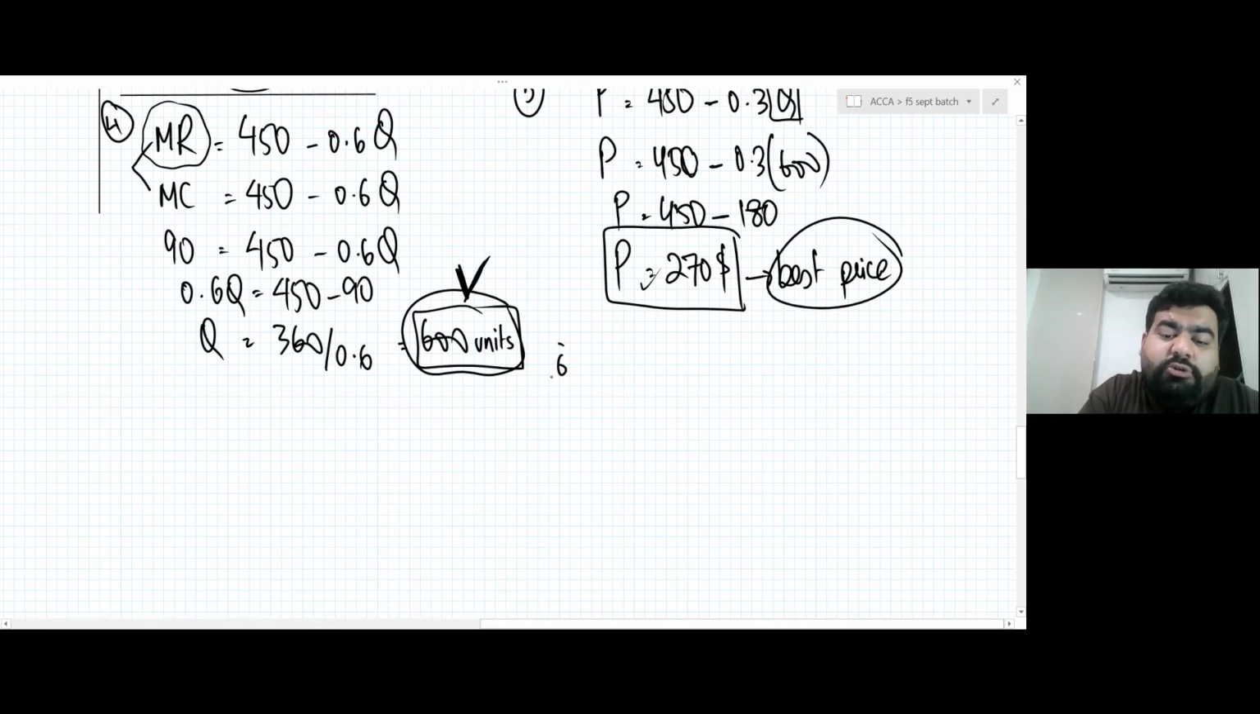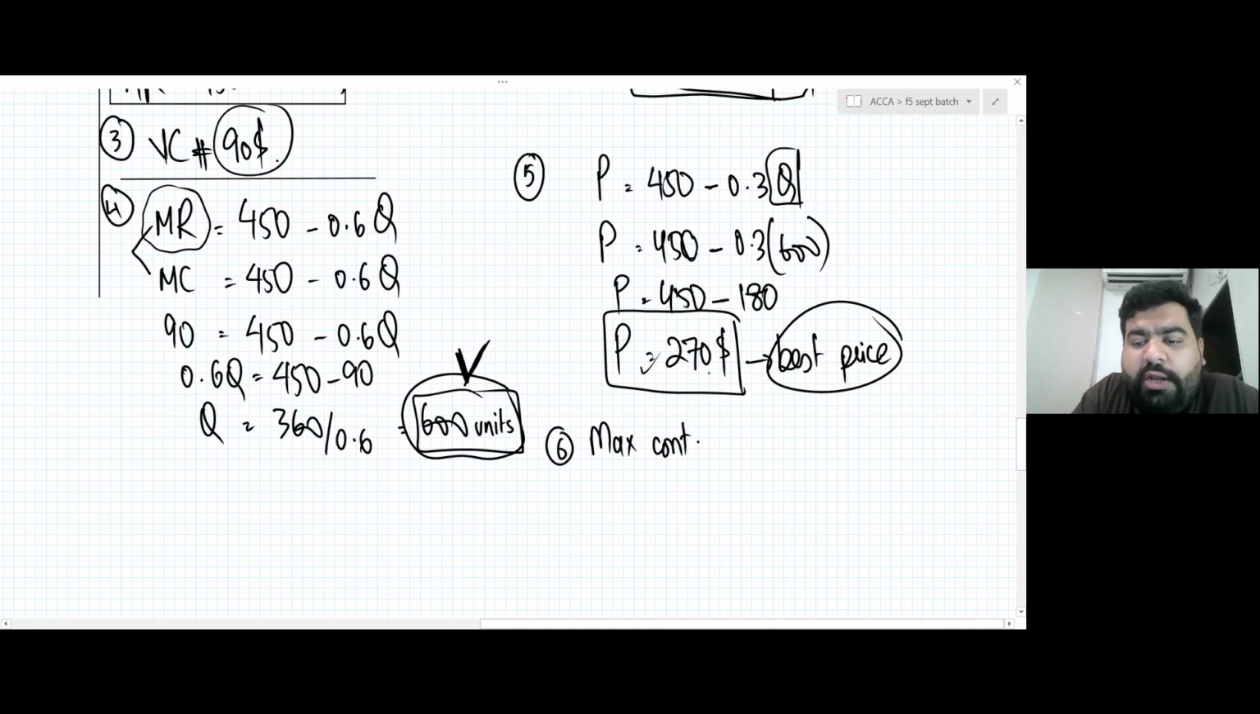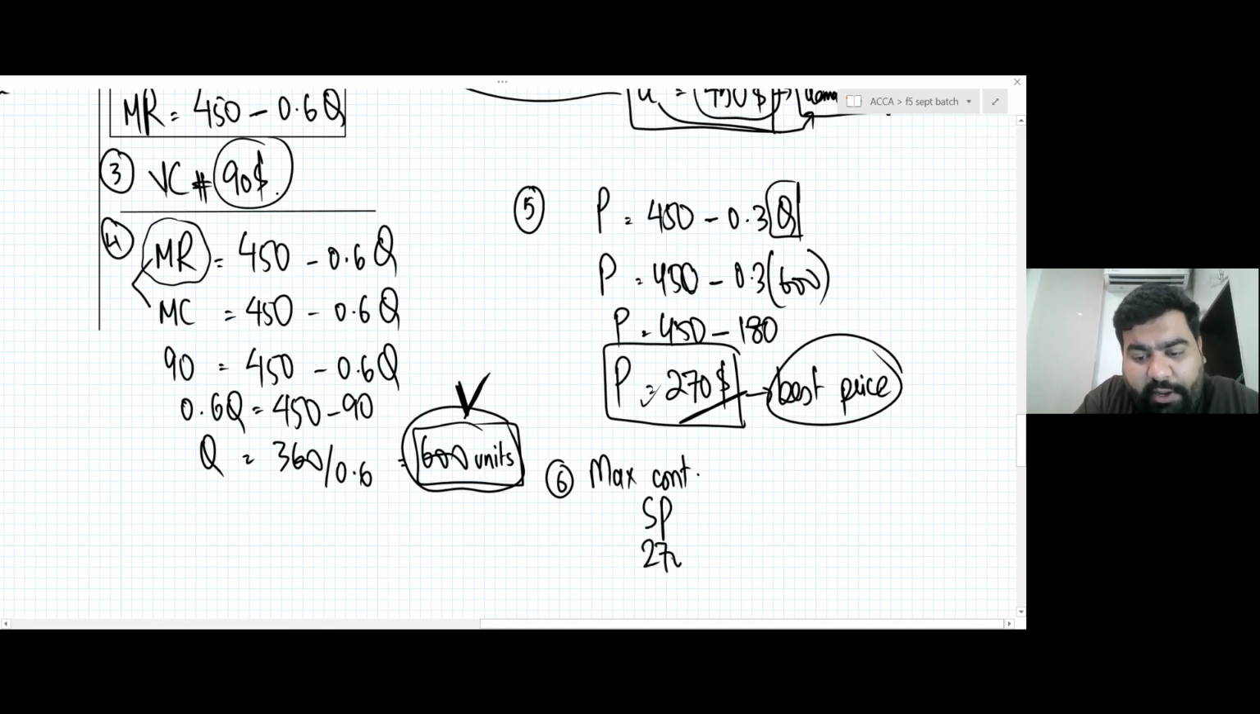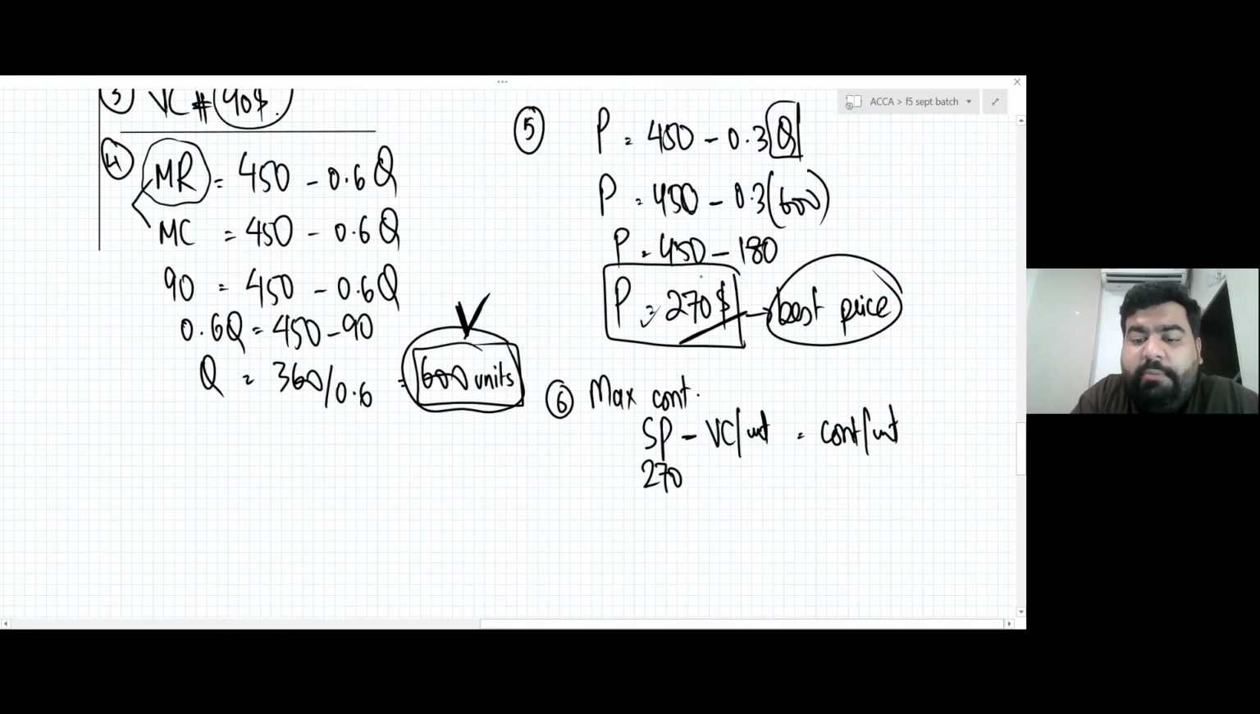Now the last requirement, the sixth requirement, is to calculate the maximum contribution. No issue, we can calculate it. From here, we know the best price is 270. Obviously the best selling price is 270. To calculate contribution per unit, take the selling price at the optimum point, 270, minus the variable cost, which we know is 90. Obviously in the question it was 90. So it is 270 minus 90, which is 180. So you come to know that 180 is the contribution per unit you are earning.